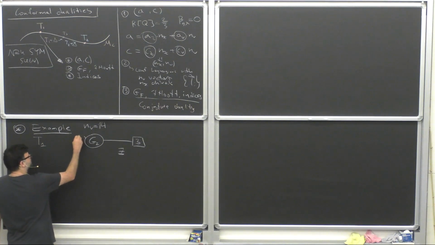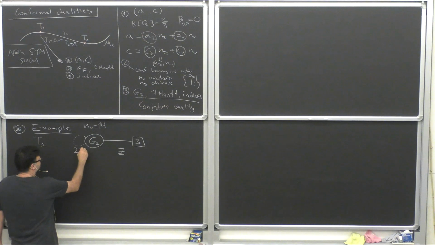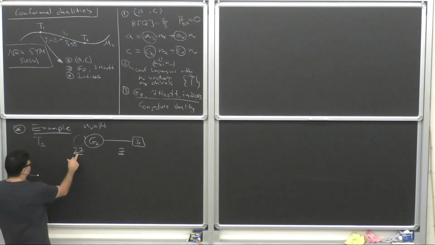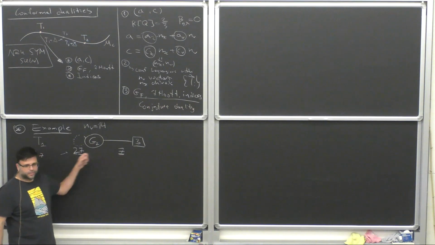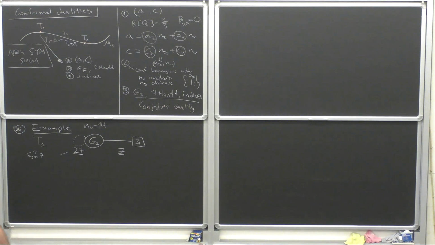So I will have 3 fields in the 7-dimensional representation. And I will also have another field, which I will denote by this dotted line, in the 27-dimensional representation of G2. That's it. The 27-dimensional representation appears in the symmetric square of 7. If you take this fundamental representation and do the symmetric square, you will get a 27 and a singlet. So it's, if you wish, a symmetric two-index representation of G2. So this is my theory T1.